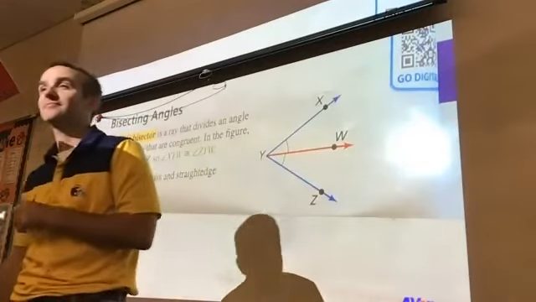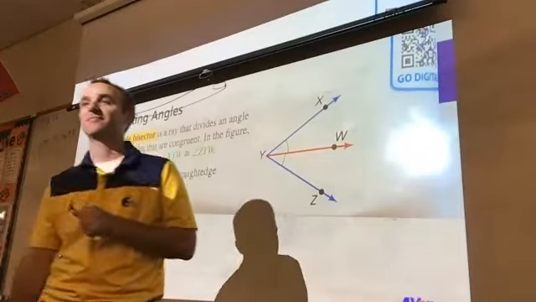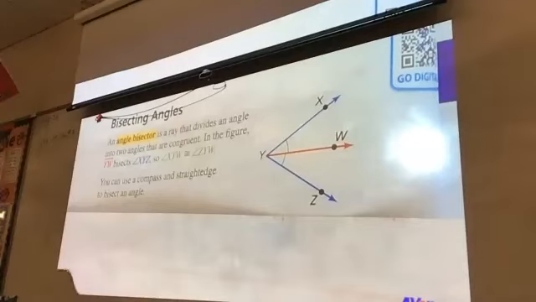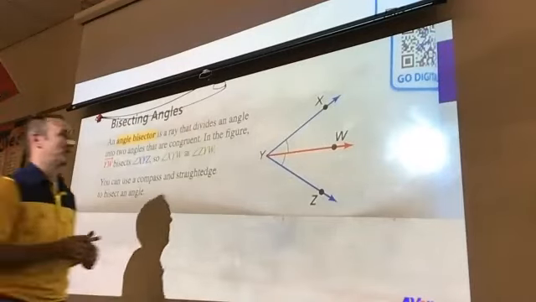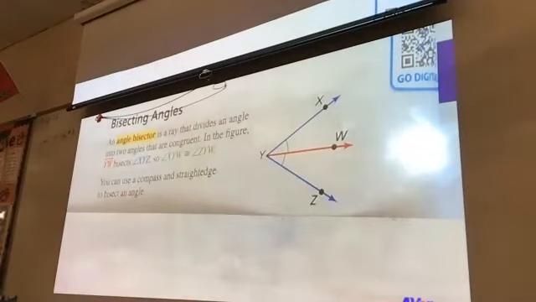It's a ray that goes in the middle of the angle and it makes it two equal, congruent angles. There you go, right? It's something that cuts that angle in half, exactly in half. The two are equal now, and you see that with the arc marks that we were talking about there. See those arc marks? So those two angles are going to be equal.